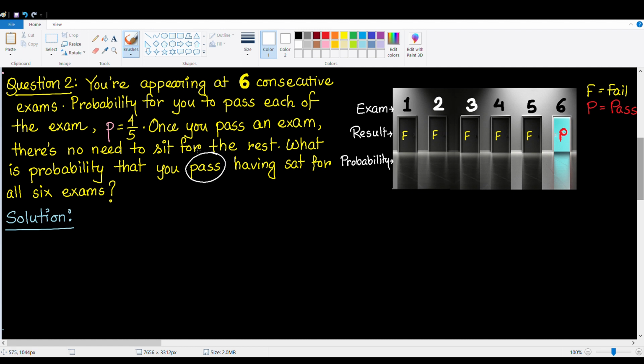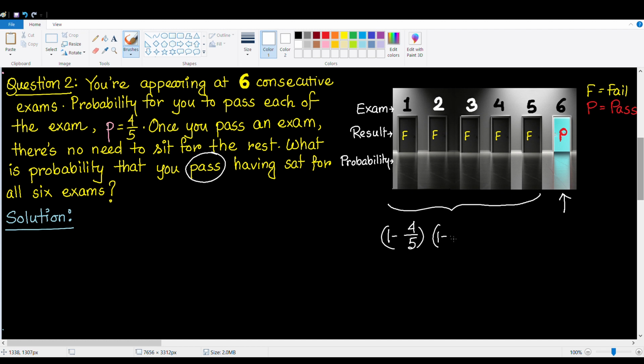Therefore, the scenario means that you have to pass at the very last exam. So what is the probability of that? You want 5 failures from the first to the 5th exam, and then you want to pass in the 6th exam. Now these doors represent the results of the exams. So you fail in exam 1. What is the probability of failing in exam 1? You know that the probability of passing the first exam is 4 by 5. Therefore, the probability of failing would be 1 minus 4 by 5.